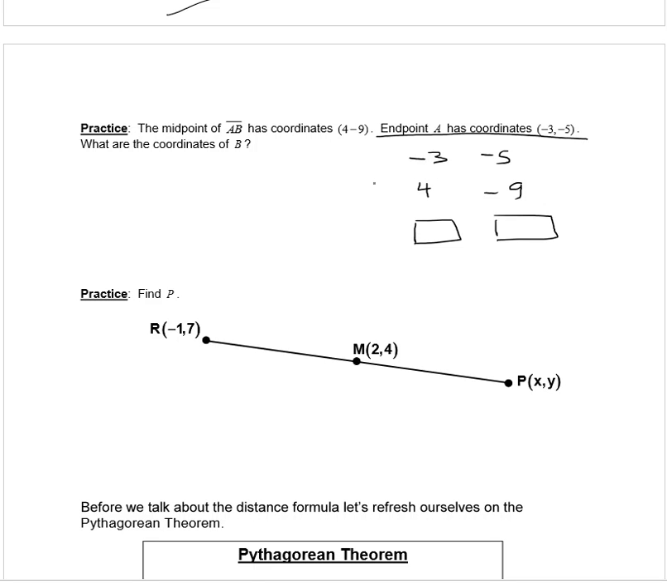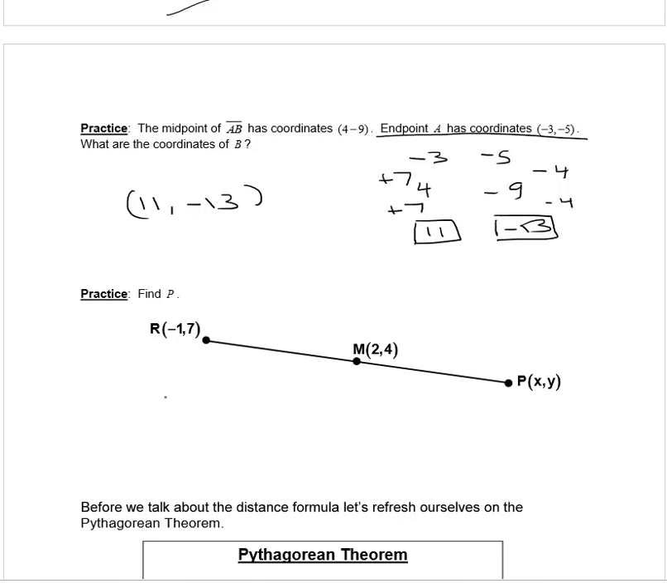To get from negative 3 to 4, I have to go up 7. So I have to go up another 7 to get to the other endpoint. So 4 plus 7 is 11. To get from negative 5 to negative 9, I have to go down 4. So to get from negative 9 to the other endpoint, I have to go down 4, which is negative 13. And so my other endpoint here, or B in this case, is 11, negative 13.